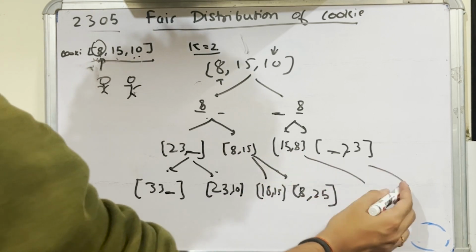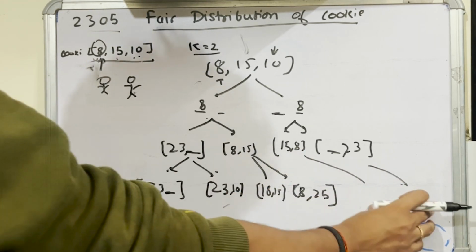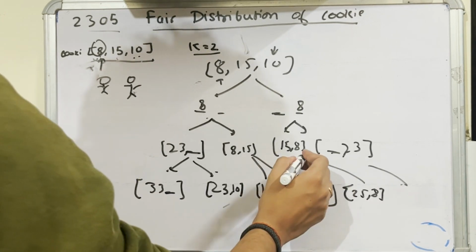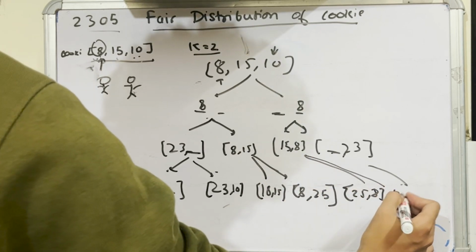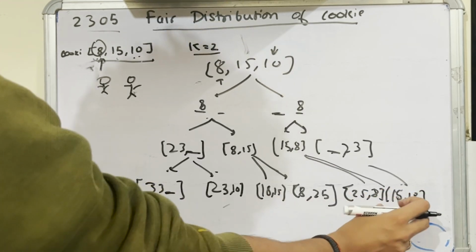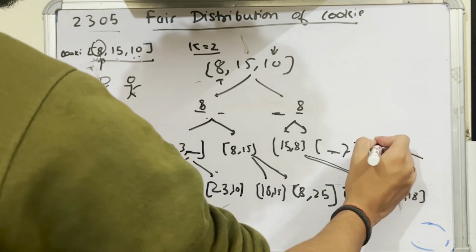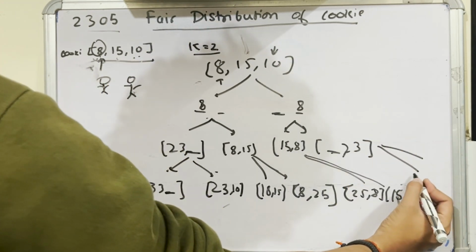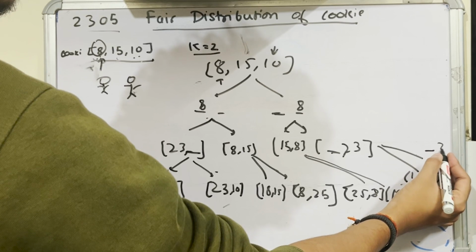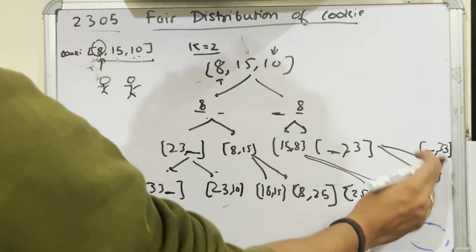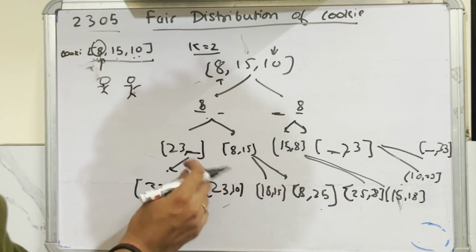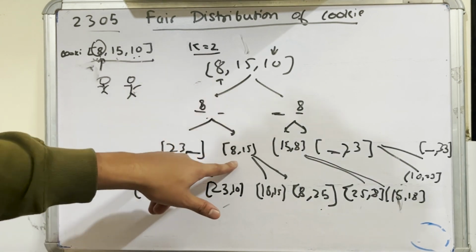And similarly it will be for here, this thing will go here. Let me draw it, 25 comma 8 or 15 comma 18. As you can see, it is coming same. And for this it will be here, let me draw it, 10 comma 23 and nothing comma 33. So the other part of the tree is same with this part. As you can see, the result we are getting is same.